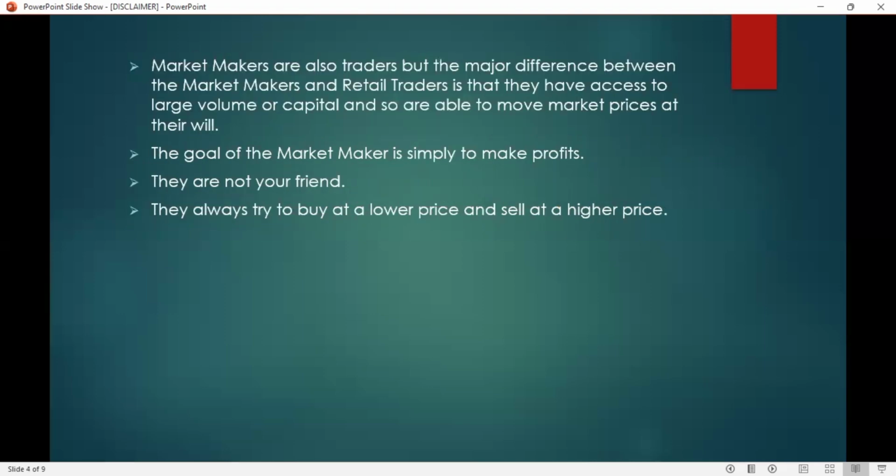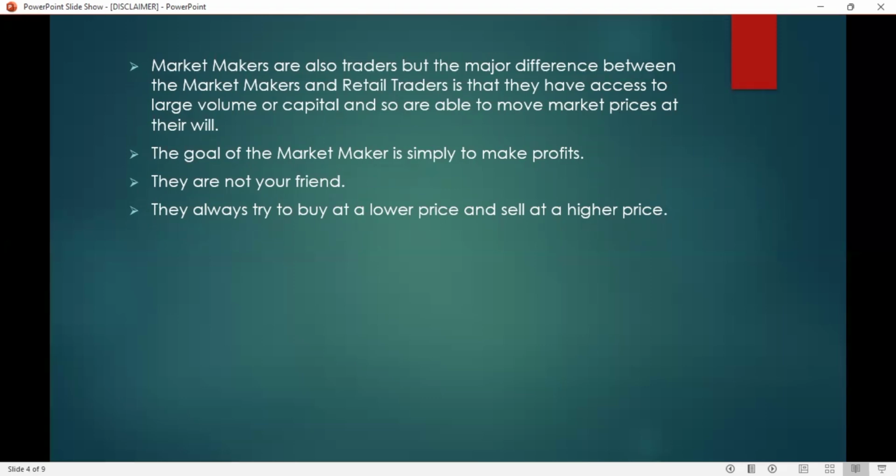Now, market makers are also traders, okay? They are basically traders. The major difference between the market maker and the retail trader is that they have access to large volume or capital and so are able to move market prices at their will. Now, to move a currency pair by one pip requires a large amount of volume. You and I, as retail traders, do not have that luxury. So that's one major difference between us and the market maker. They've got large volumes at their disposal, so they're able to play around with the market.